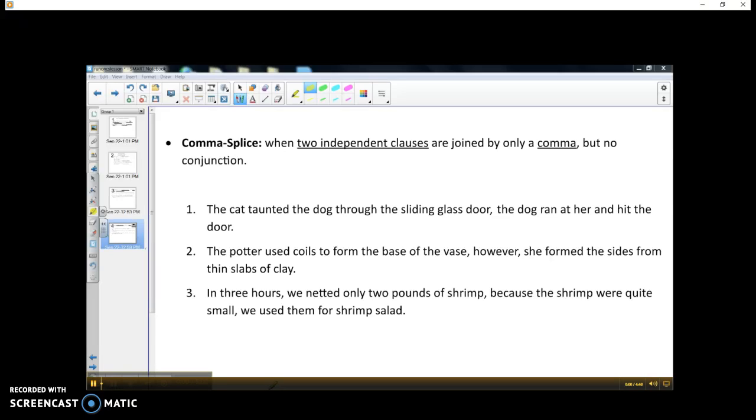Now, in the first sentence, we have the cat taunted the dog through the sliding glass door. The dog ran at her and hit the door. This is where we have our comma splice. Now, just as we did in the previous slide, you can use some of those 5 methods to correct this. Just for example, you could add a conjunction to combine together these two sentences. Also, an even easier way to correct this is to make this into a semicolon.